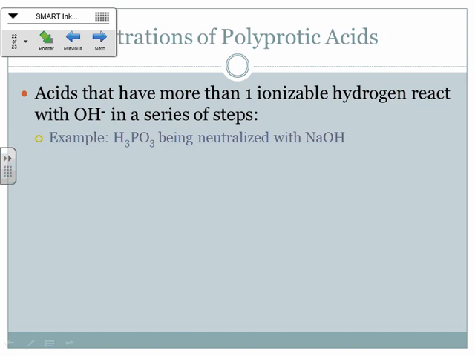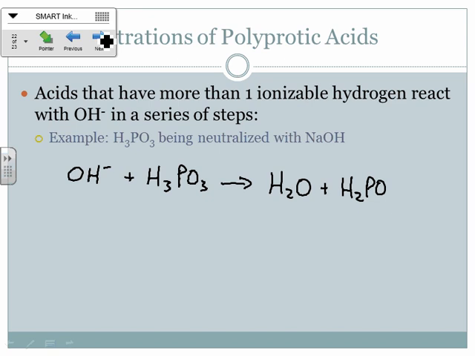And then just very quickly about polyprotic acids. If we have more than one ionizable hydrogen, then it's going to react with the OH minus in a series of steps. So H3PO3 being neutralized with sodium hydroxide, you can think of this as happening in a series. You've got the OH minus reacting with the initial H3PO3 to make water and H2PO3 minus.